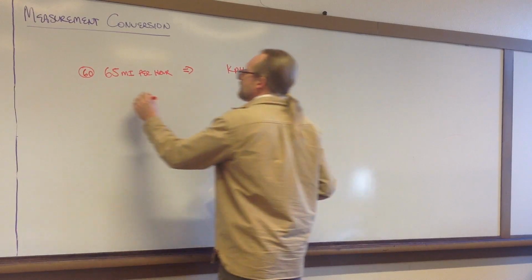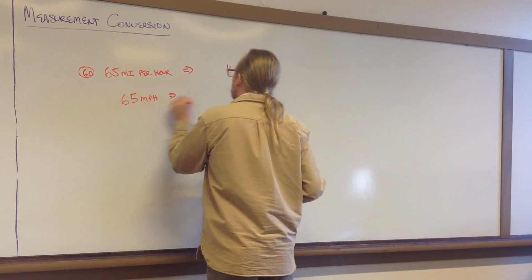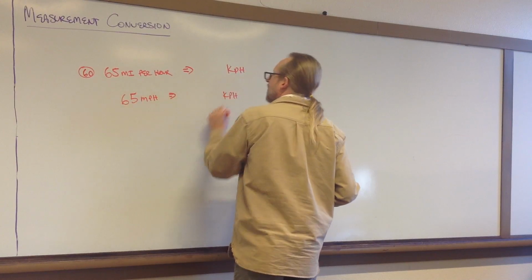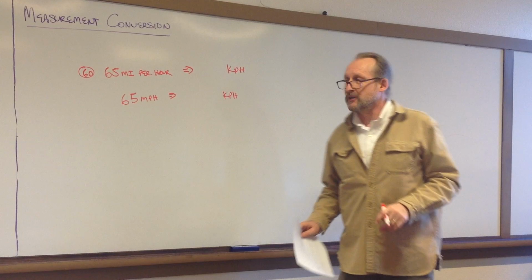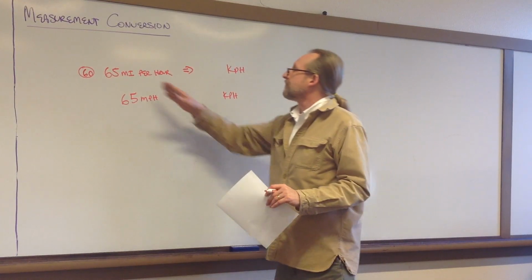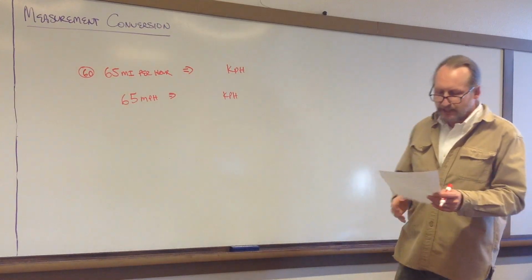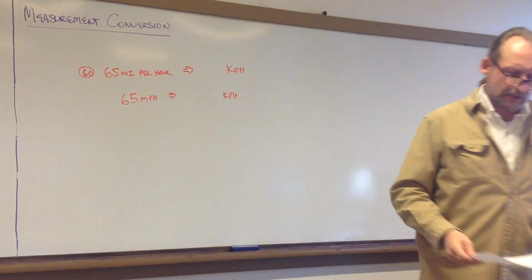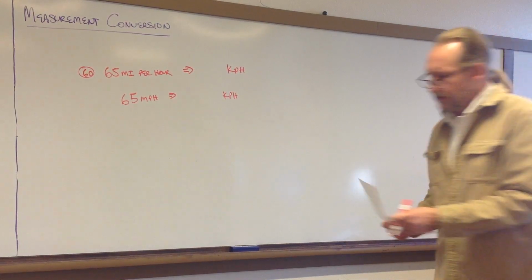Although actually, if that's all we're going to do, I don't necessarily need to write this out. Miles per hour to kilometers per hour. All we really have to do is change the miles into kilometers because the hours are the same. What's really tricky is if you go from miles per hour to meters per second, that's a tricky conversion. So this one's not so bad. We just need to go from miles to kilometers.